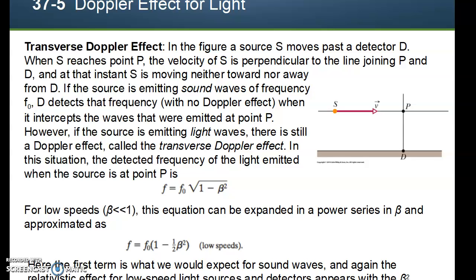The detected frequency is given by this equation right here, f equals f0 times the square root of 1 minus beta squared. For low speeds, this equation can be expanded in a power series in beta and approximated by this right here. This is at low speeds. Here the first term is what we'd expect for sound waves. And again, for relativistic effects, the effect for low speed light sources and detectors appears to be beta squared.